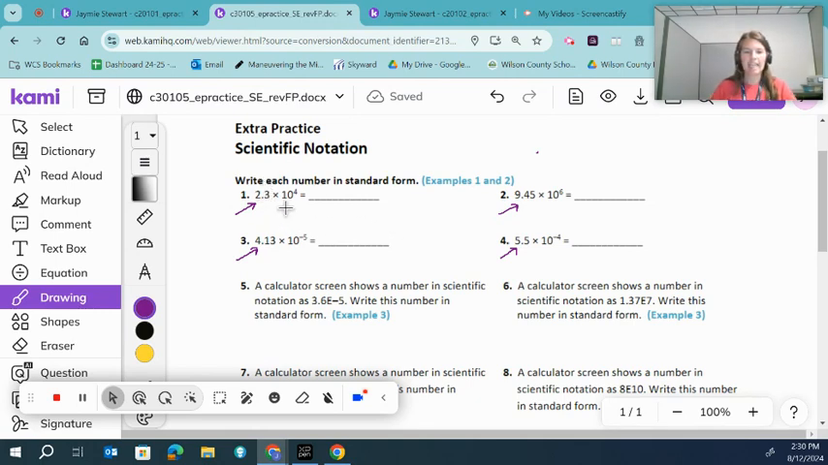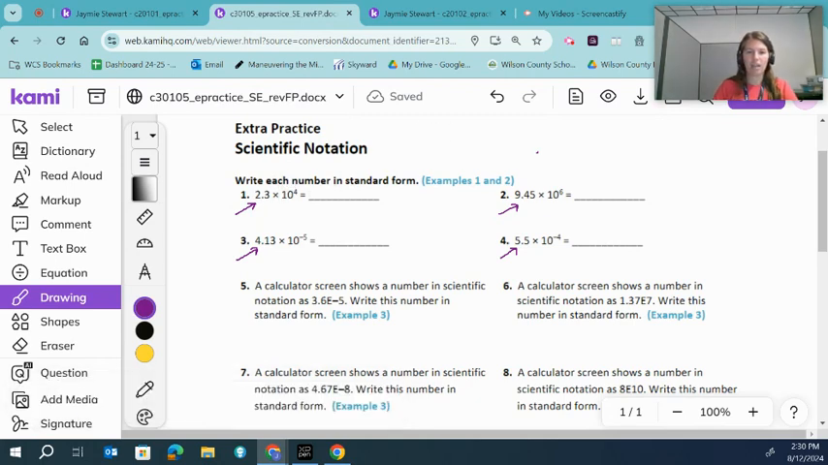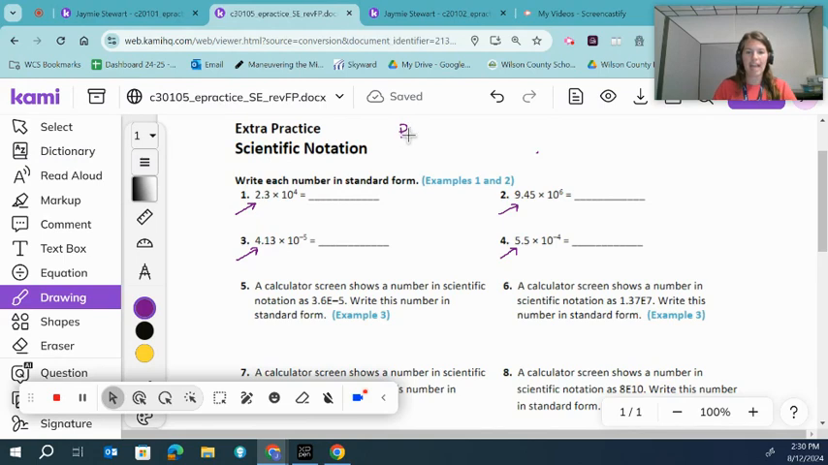And when we look at our exponents, the positive exponent indicates that you're going to have a number larger than 1, and a negative exponent indicates that you're going to have a number smaller than 1. So let's take a look at this very first one. We have 2 and 3/10 times 10 to the 4th power.